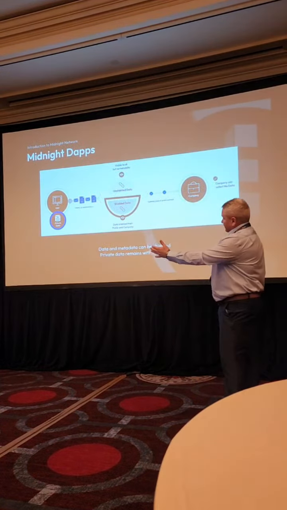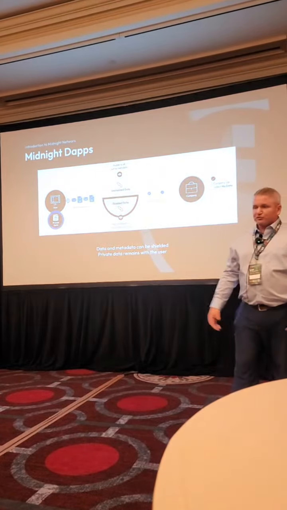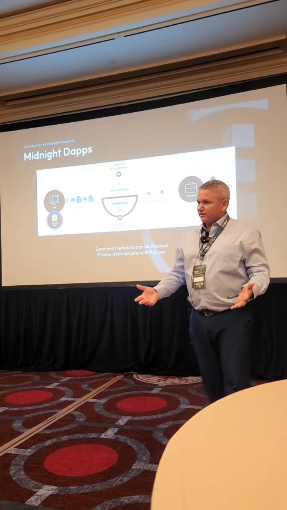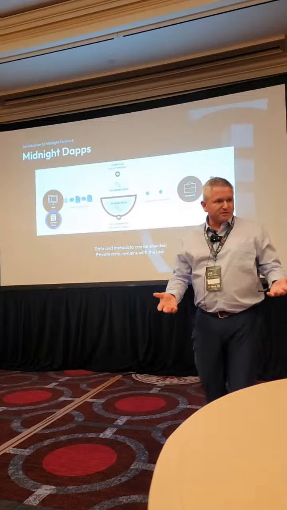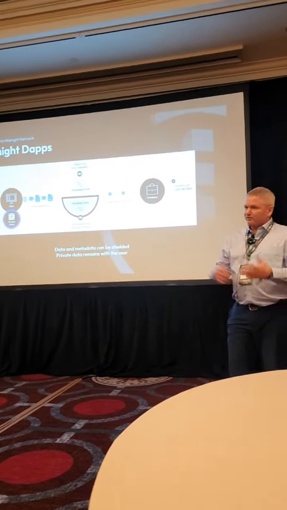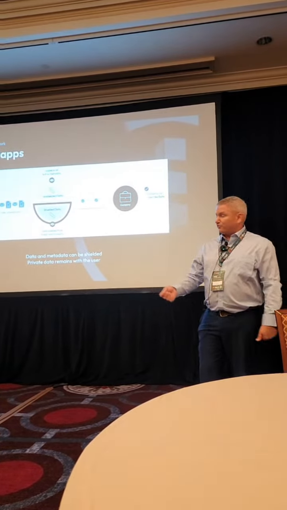And so what actually traverses from the user to the chain is proofs. Proofs of the information that you have, not the data itself. There can be some transparent interactions, but a lot of them are just simply proofs. Are you old enough to do this? Are you qualified to do this? Do you have the appropriate assets to perform this function? Yes, no. That's what the proof is.